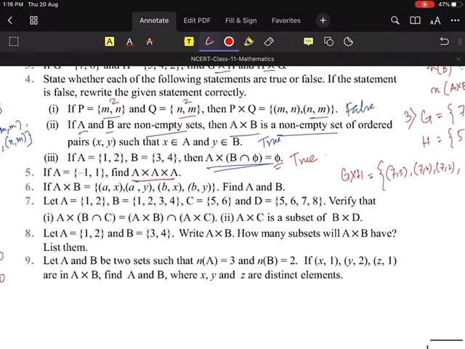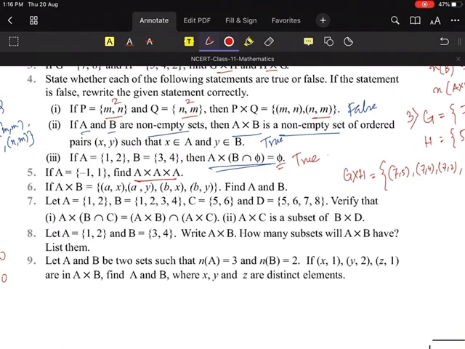Okay. Now what we have here is, if A cross B is this set, you have to find A and B. Now tell me, what is A? A will be the first elements. The first elements will be the elements of A. Look at here. What are the first elements? It's a and b, right? So set A will be {a, b}. The first elements of the ordered pairs are the elements of set A. Now what is set B? The second elements of the ordered pairs form set B, and that is {x, y}. So this is my answer to question number 6. Now question number 7.